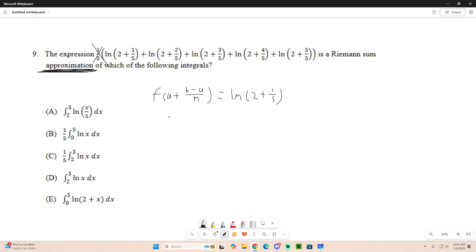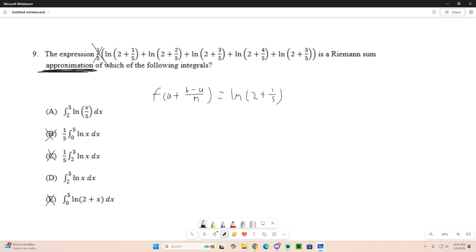Okay, so first let's try to figure out our a value. We can see that there's a 2 being added onto all of these, right? So that means the integral most likely starts at 2. So we can already rule out answer choice B and answer choice E. Does that make sense? And we don't have any scalars, or anything outside the summation. We have this 1/5, but that's our delta x, right? So we can rule out answer choice C as well.